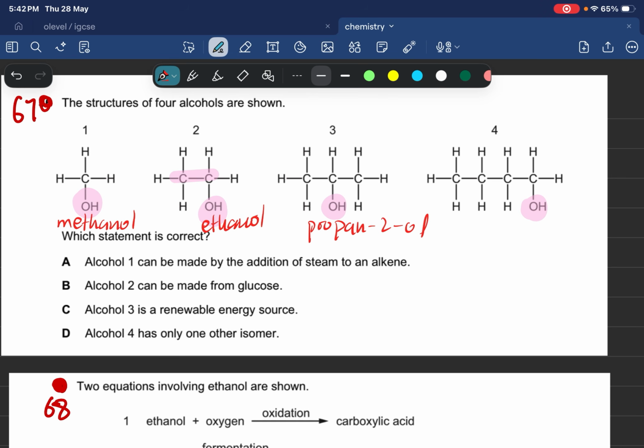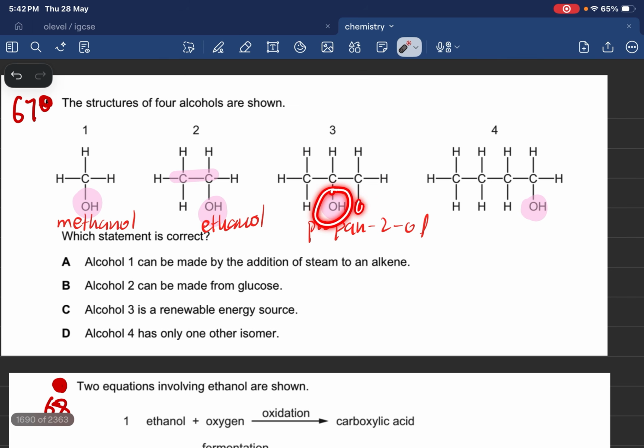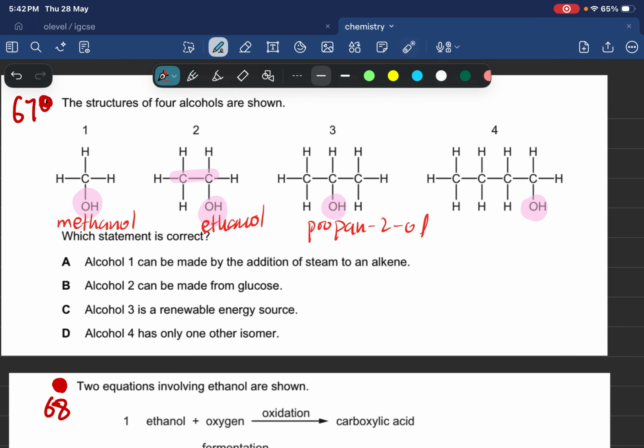Why am I calling it propan-2-ol? Because look, the OH is not on the first carbon, it's on the second carbon. This is the first carbon, this is the second carbon. And then I have butanol. This is butan-1-ol because the OH is on the first carbon, so you can call it butan-1-ol as well. Alcohol 1 can be made by the addition of steam to an alkene.